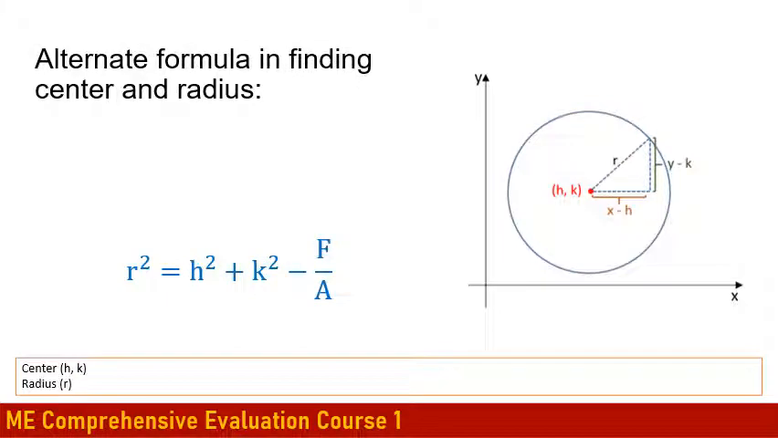The alternate formula in finding the center and the radius of a circle is shown here. For the center (h, k), we can use the values of the coefficients d, a, e, and a. So we will base it on the general equation of the circle. For r squared, or the radius, we can find the value from this alternate formula, and also use the values of f and a in the general equation of a circle.